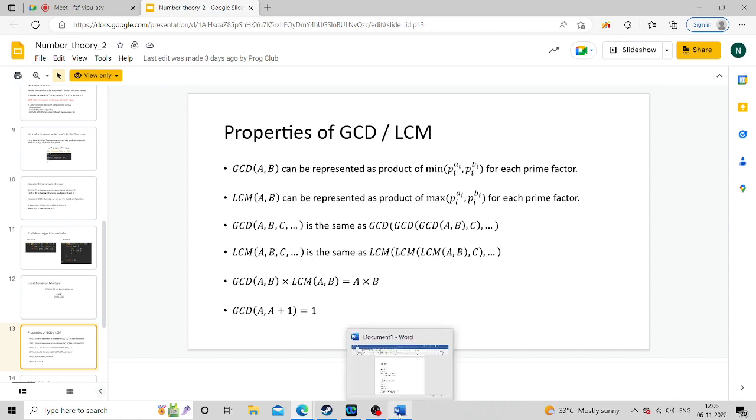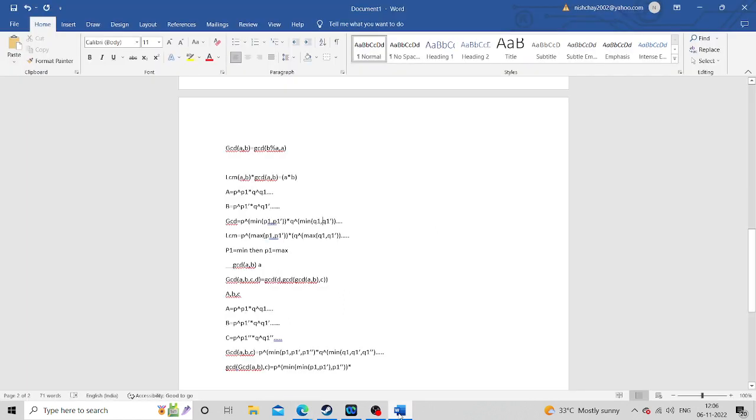Or in other words, two consecutive numbers are always co-prime. You know what is a co-prime number, right? If two numbers are co-prime, then the GCD is 1. So two consecutive numbers are always co-prime. That is what you need to remember. Now I'll show you how.